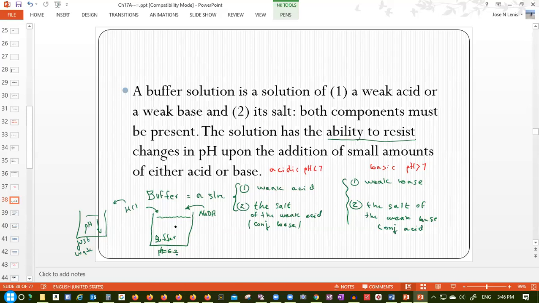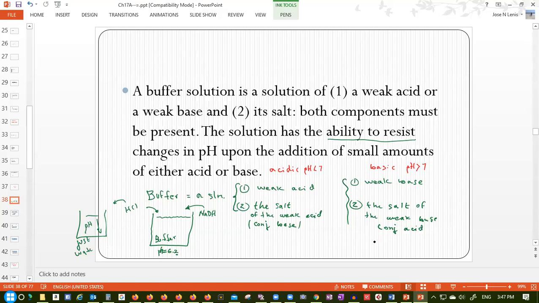I'll show you how to prepare this solution. The key there is to select the right weak acid. You select the weak acid that has a pKa within the range of the desired pH. Same thing here for the weak bases.